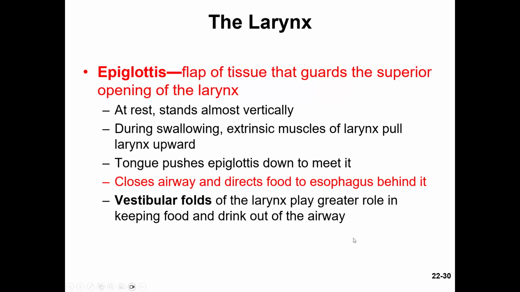That forms that seal. The vestibular folds play a greater role in keeping food and drink out of the airway, right? The epiglottis and the vestibular folds basically allow us to deflect the food matter so then it doesn't go into the airways.